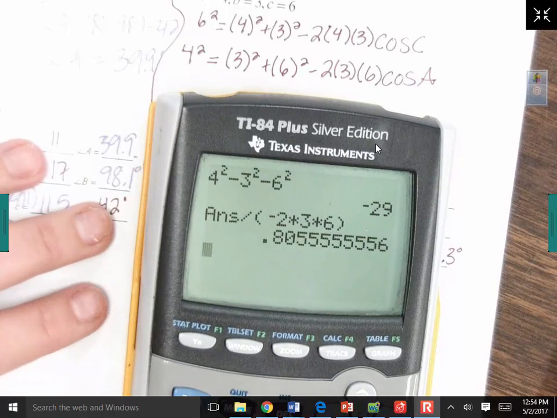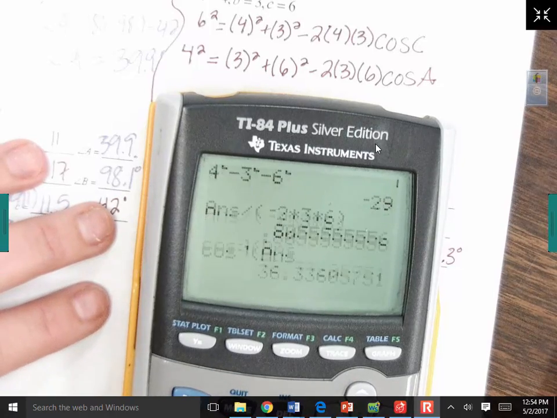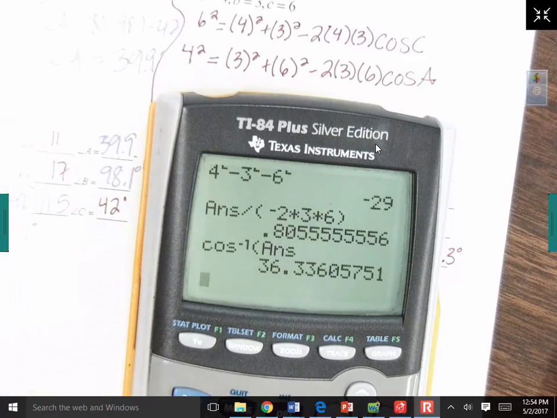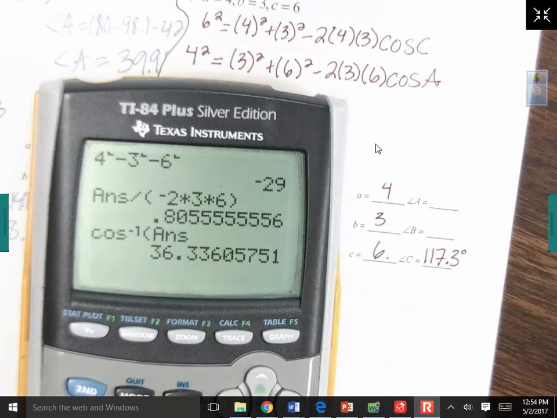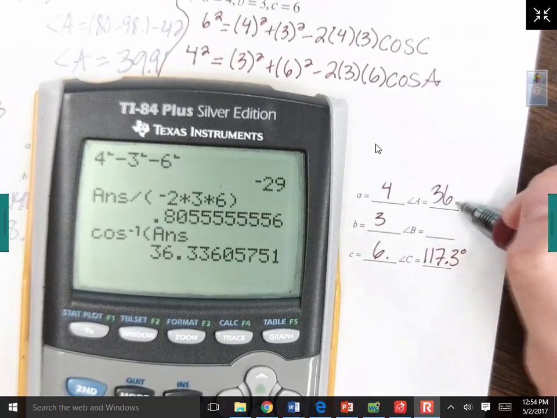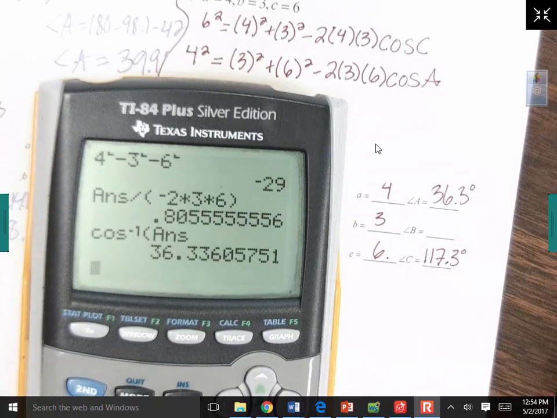Are y'all with me here? Did everybody get 36.3 degrees for angle A? Yes? Now, if angle A is 36.3 degrees, how can we find angle B? I'm sorry? Law of sines? At this point, yes, you could use law of sines, but I can think of something even easier than law of sines.